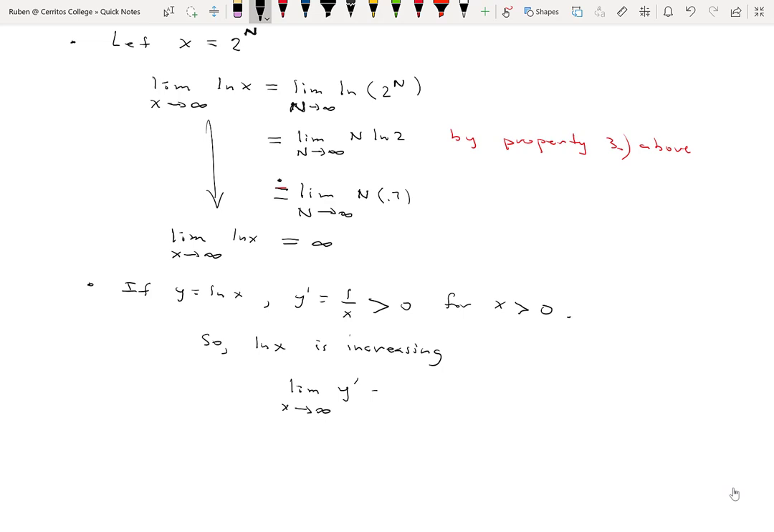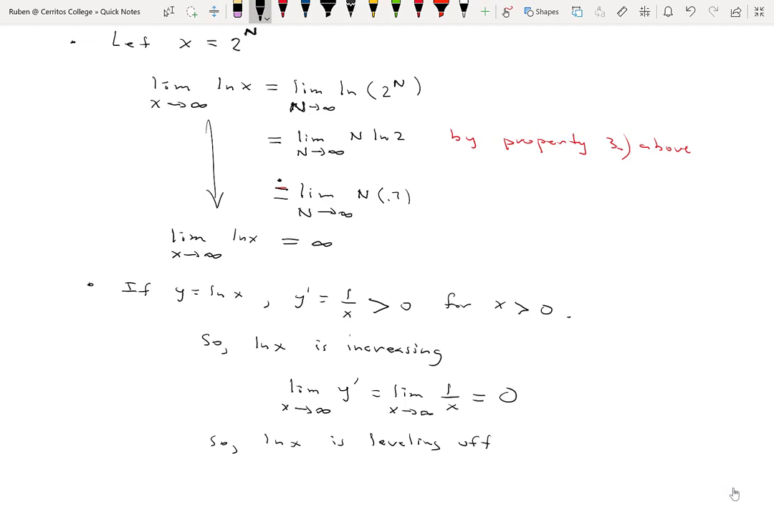Well, first of all, it is the limit as x approaches infinity of 1 over x. As x gets big, 1 over x gets small. So this is saying, what? The derivative is approaching 0. The function is increasing, but the derivative is approaching 0. So natural log of x is leveling off, but never becomes horizontal. We would have to have y prime equal to 0, and 1 over x is never equal to 0.